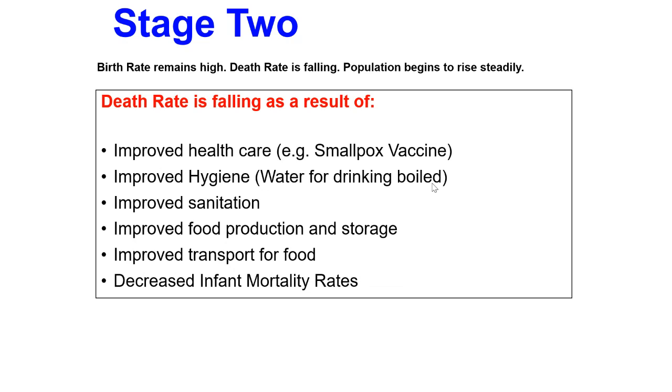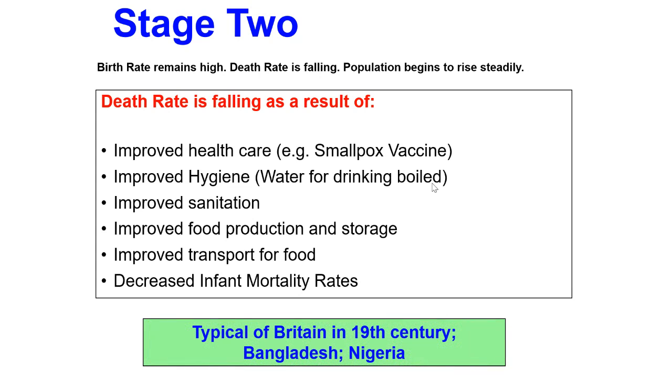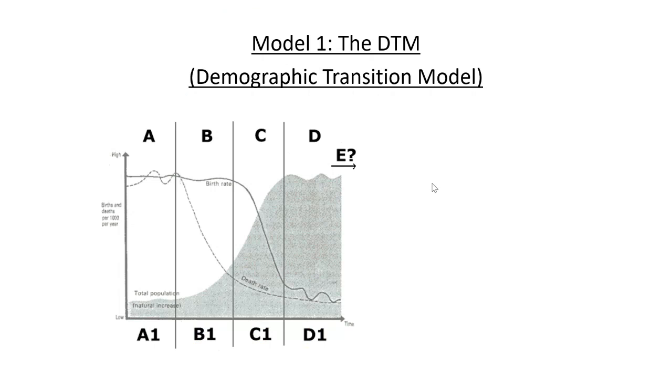Stage two is very simple. The death rate is falling. Birth rate remains high, death rate is falling, and you start to see a general rise in population, but it starts to increase faster towards the end of stage two. This can be a lot of different reasons. A lot of times it has to do with healthcare. You see this a lot of times right now in Bangladesh and Nigeria. And as you can see right here, high birth rate, declining death rate, population is increasing.